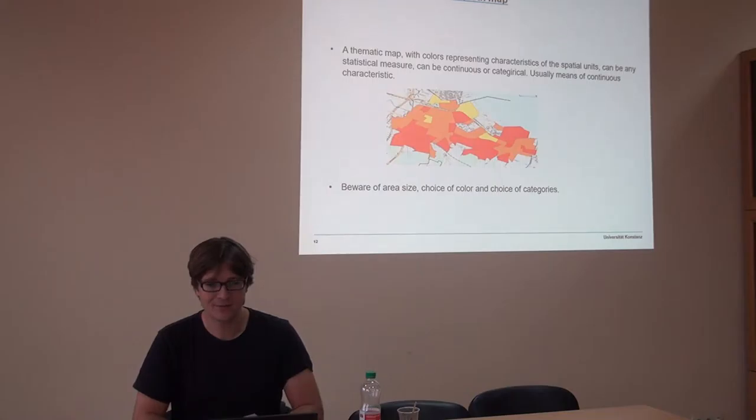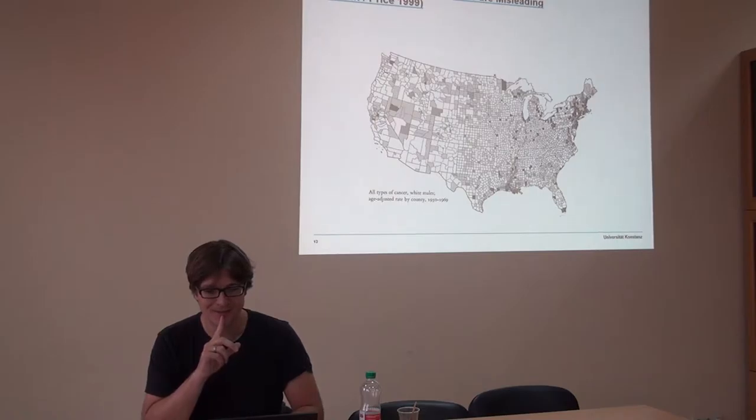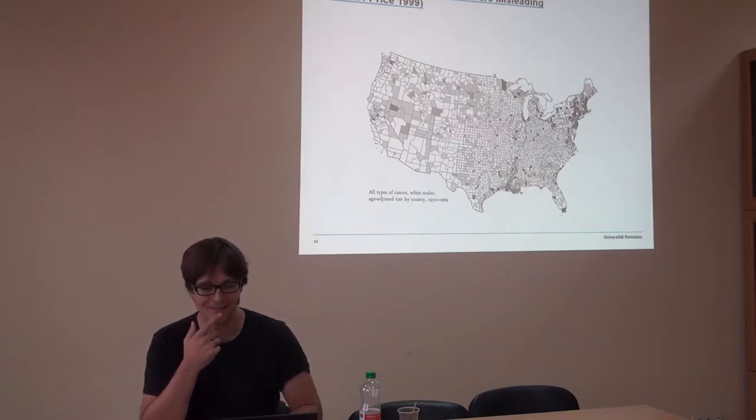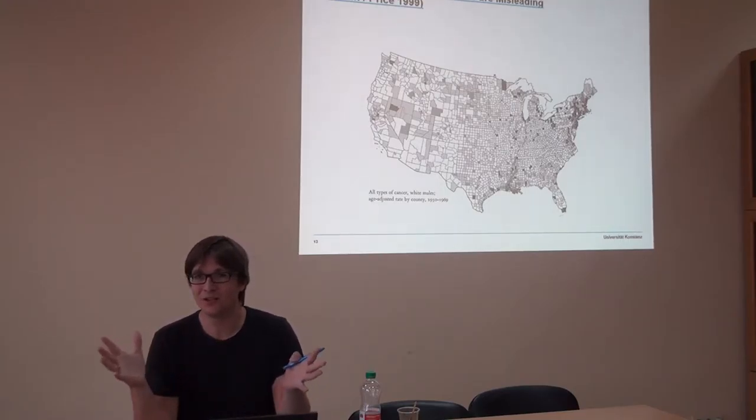But you always have to think about area, and I will show you how we can do this. It's really easy. You have to beware that you think about the area size, the choice of color, and the choice of categories. There's a nice paper by Gelman and Price that states all maps of parameter estimates are misleading.